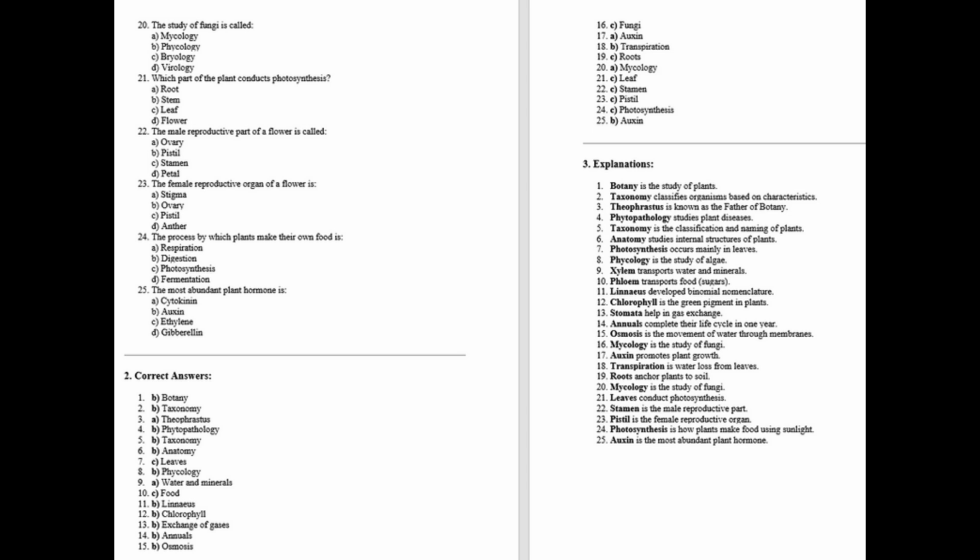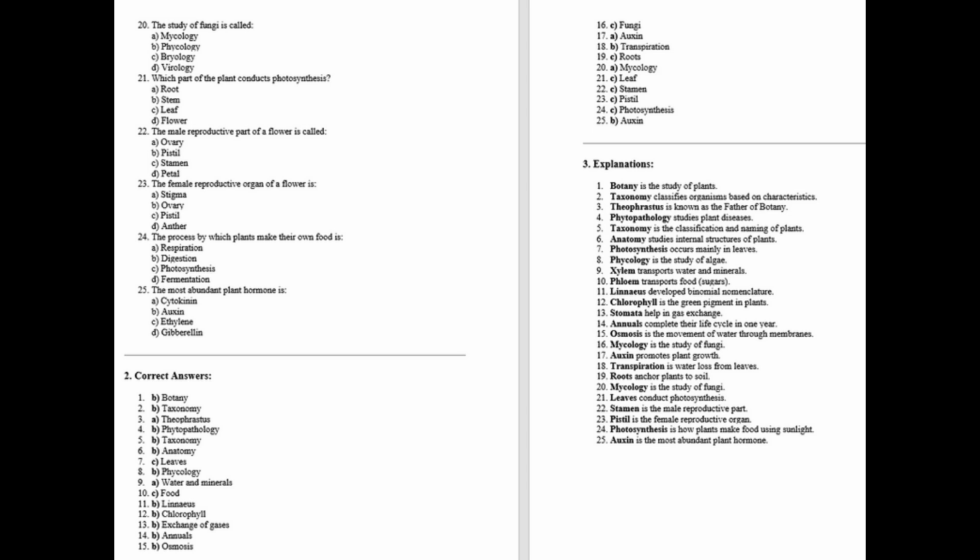The male reproductive part of a flower is called A. Ovary, B. Pistil, C. Stamen, D. Petal. The female reproductive organ of a flower is A. Stigma, B. Ovary, C. Pistil, D. Anther. The process by which plants make their own food is A. Respiration, B. Digestion, C. Photosynthesis, D. Fermentation. The most abundant plant hormone is A. Cytokinin, B. Auxin, C. Ethylene, D. Gibberellin.